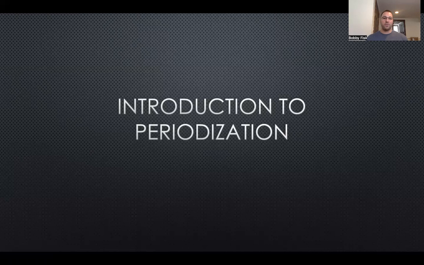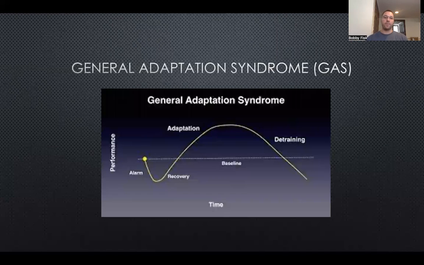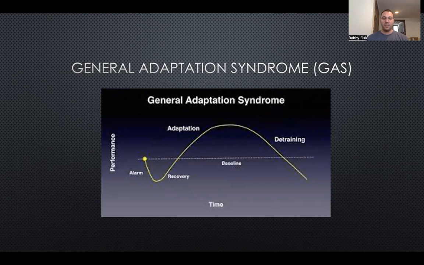So in previous lessons, we've discussed all the different variables that need to be considered when designing a strength and conditioning program. So today we start putting all of that together and into a plan. What that is called is periodization. Periodization attempts to provide adequate recovery while preventing detraining.